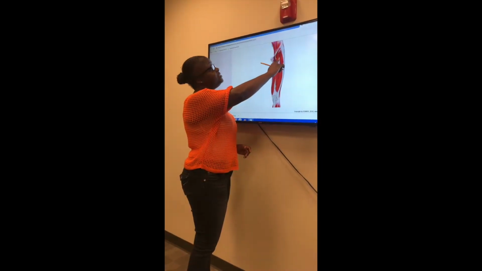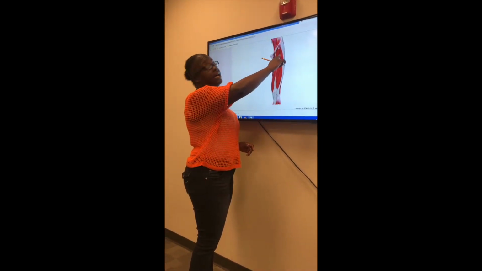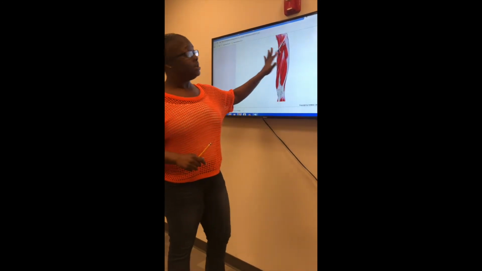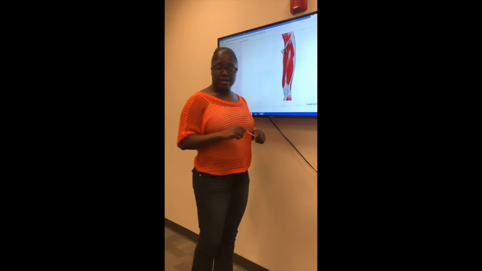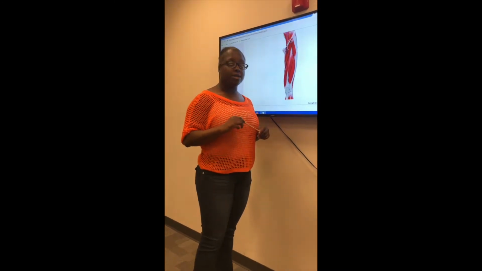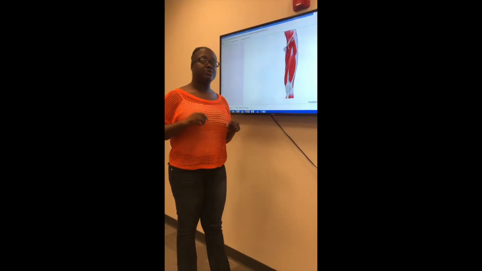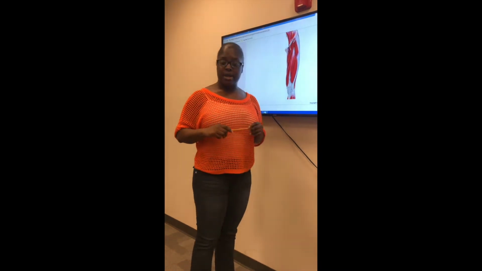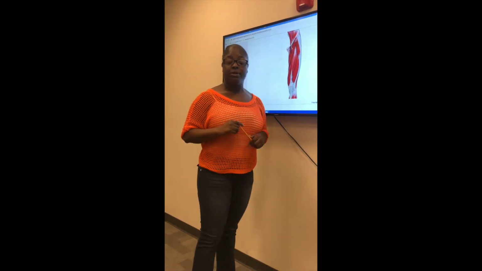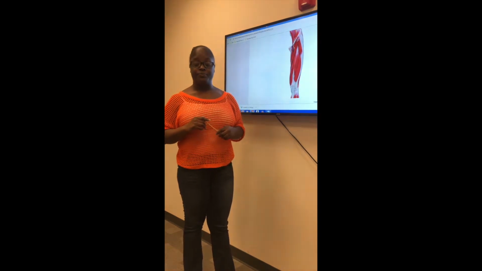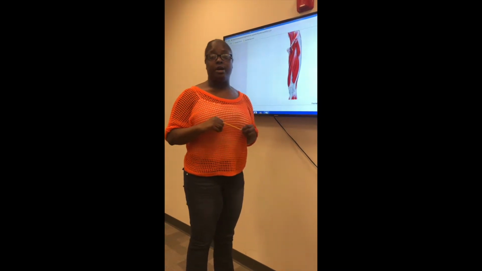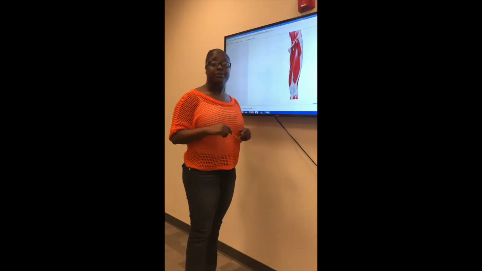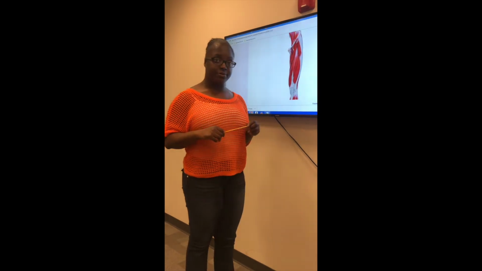This muscle here is the tensor fasciae latae. The origin is the anterior iliac crest. The insertion is the iliotibial tract. In the action, it flexes and abducts the thigh, and it also rotates the thigh medially. And the nerve is the superior gluteal nerve.